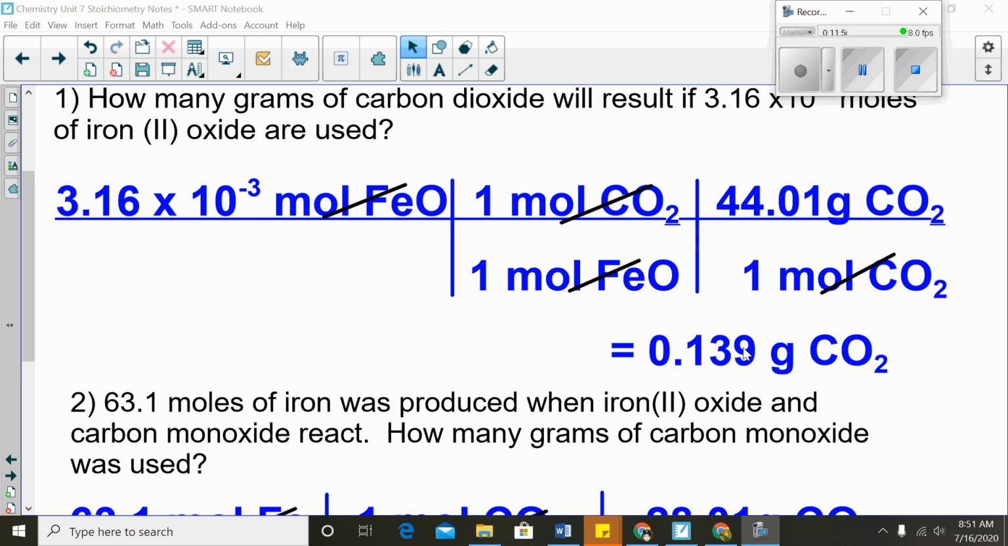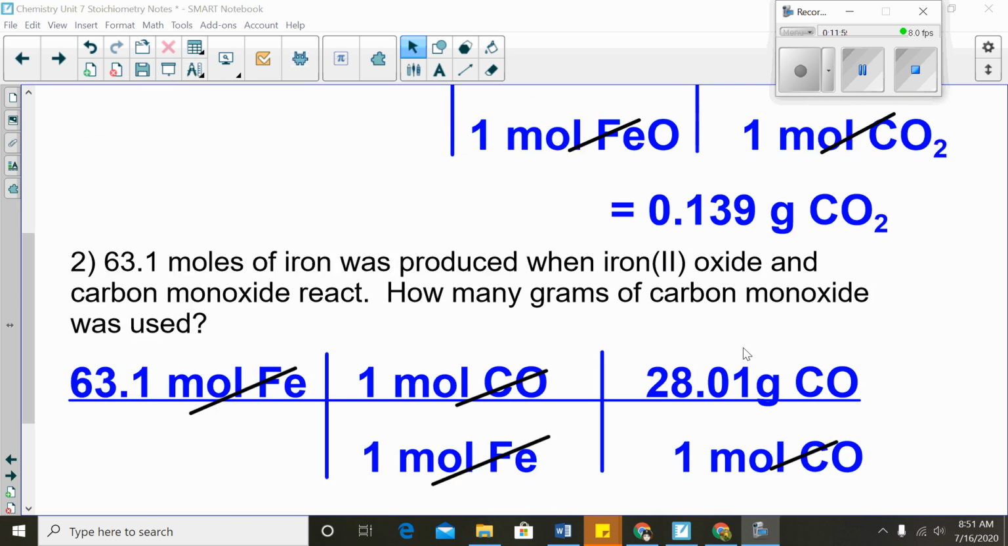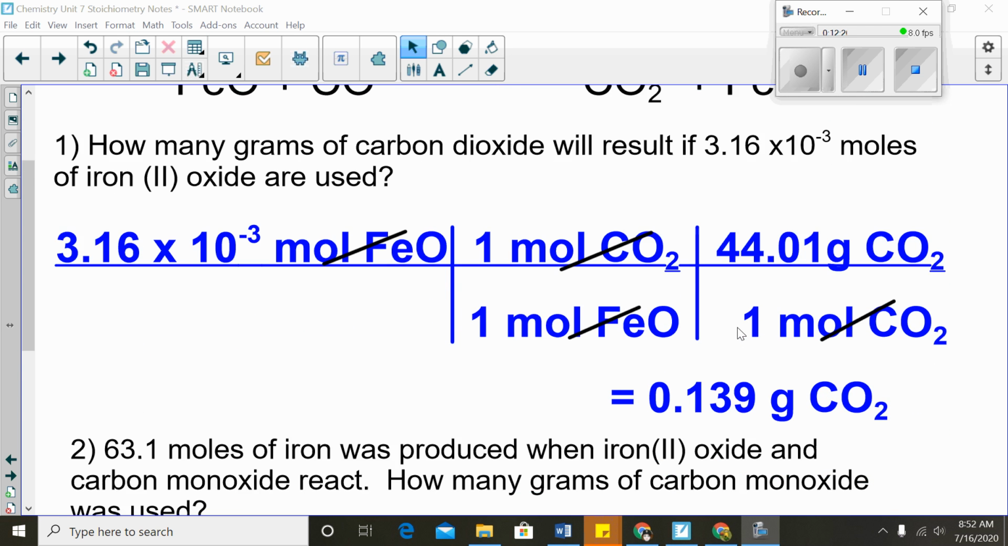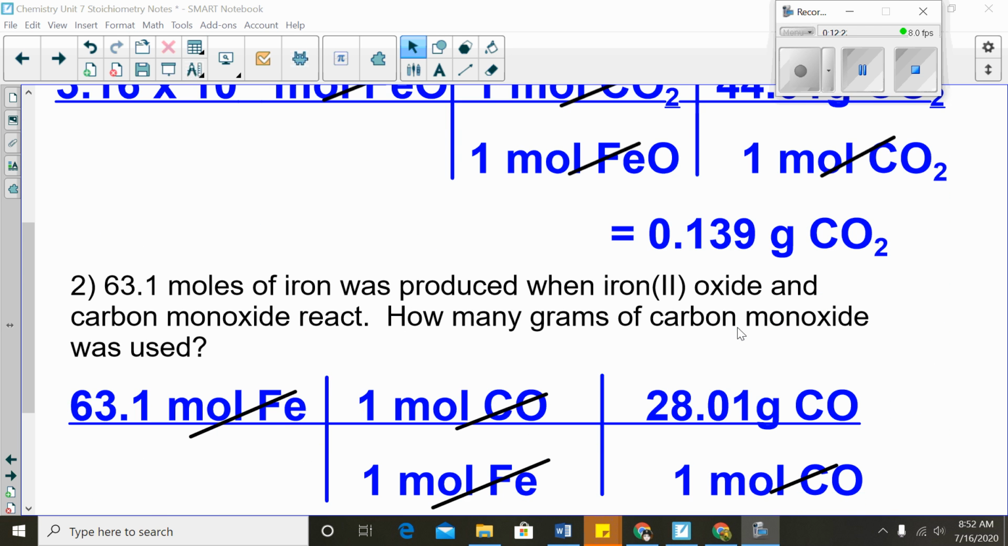Okay, so this is mole to gram. So you start with 63.1 moles of iron. That's what was provided in the problem. Now, if you're starting with mole, you need to use that mole to mole ratio. So you can see mole to mole is written. Fe is on the bottom. CO is on the top. Why are these both ones? Because my equation is balanced.